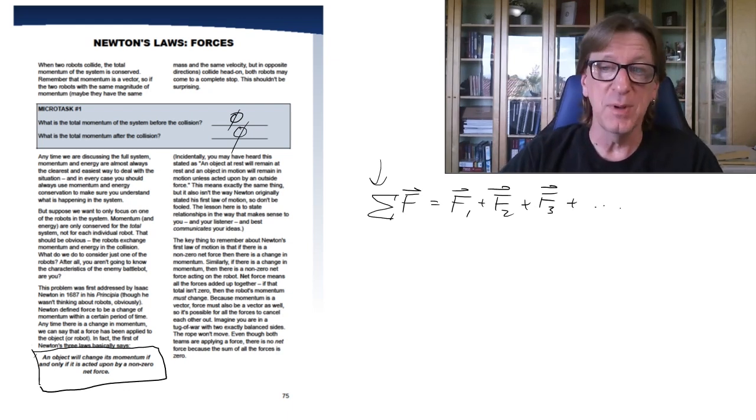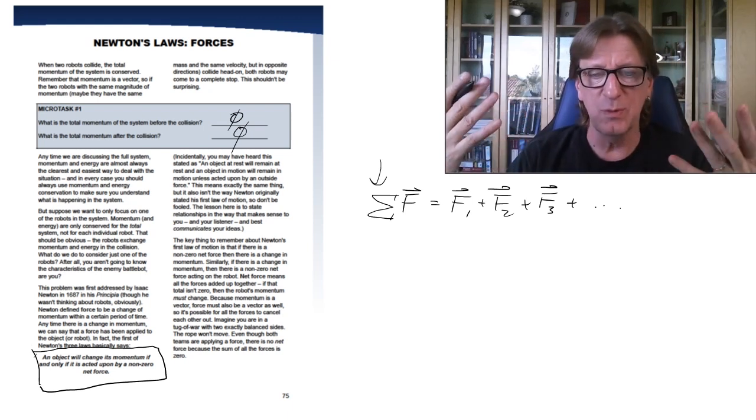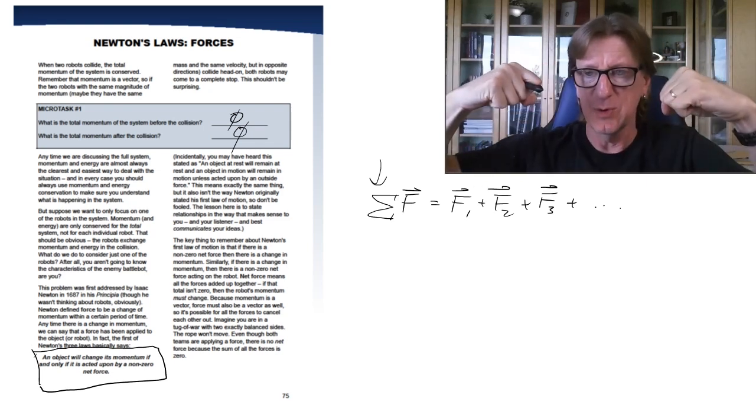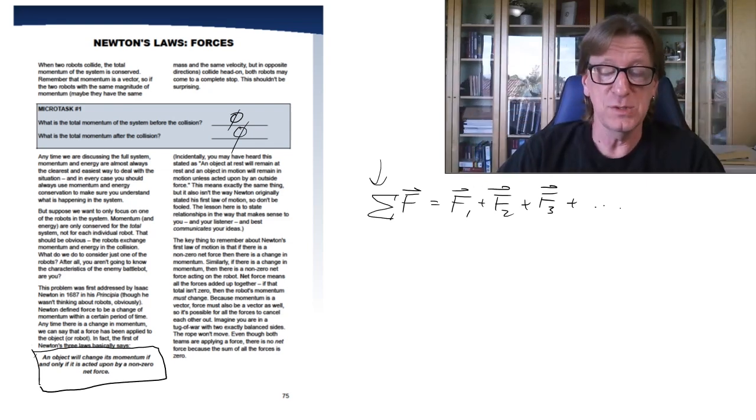We're going to add them all up. But remember, we have to vector add them up. Even though, one thing you can think about is a tug of war going on, and the two teams are pulling. Are they applying a force? Oh, absolutely. They're pulling very, very hard.